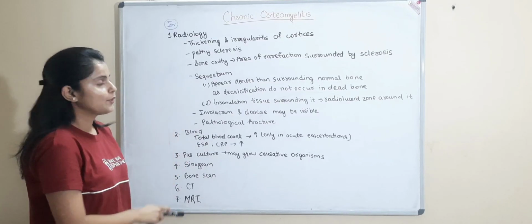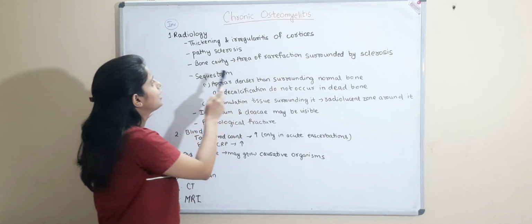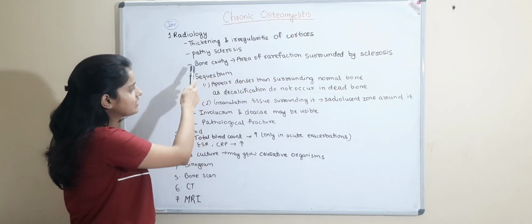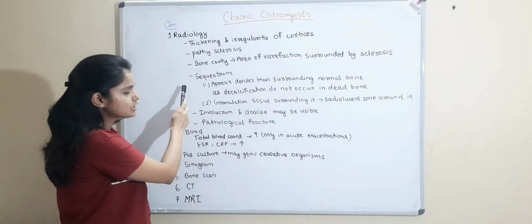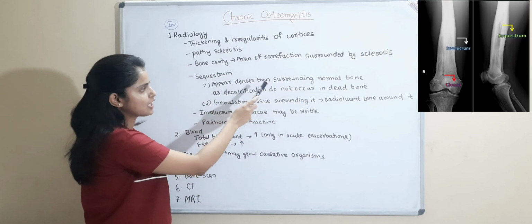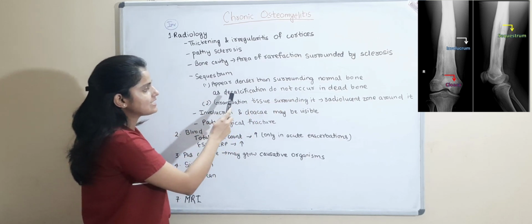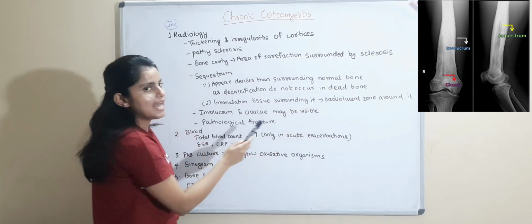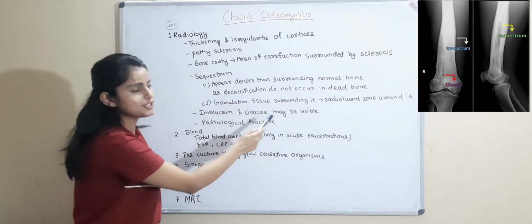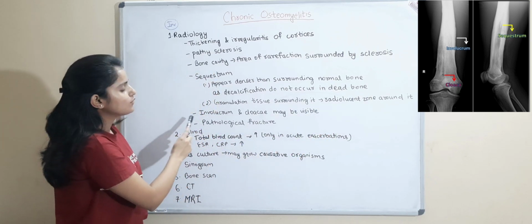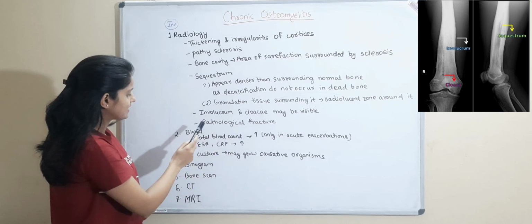On investigation, we do the radiology where we can see the thickening and irregularities of cortices and patchy sclerosis. Bone cavity is seen, which is the area of rarefaction surrounded by sclerosis. Sequestrum can be seen, which appears denser than surrounding normal bone, which means that it appears more white than normal bone, as decalcification does not occur in the dead bone, and as sequestrum is surrounded by the granulation tissue, it is seen as radiolucent zone. Involucrum and cloaca may be visible, and if there is pathological fracture, it can also be seen on the X-ray.